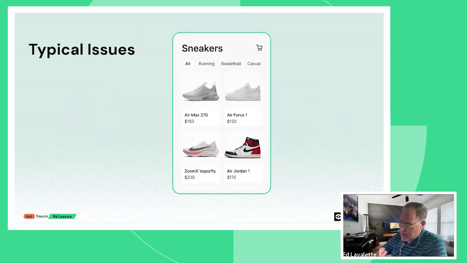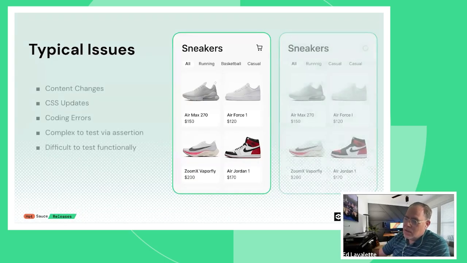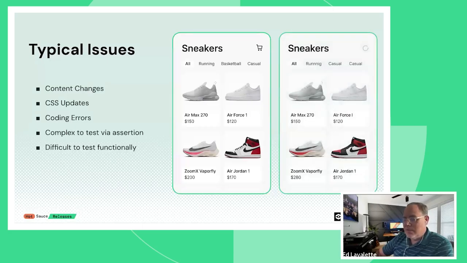If there's a new release and you have to come back and review this, you're manually looking at it to make sure it hasn't changed, and those changes could be not directly changes, as in physically coded, but we see things with different content or imagery that's changed, CSS updates. There are obviously coding errors, but all these things get really difficult to test in a functional way.